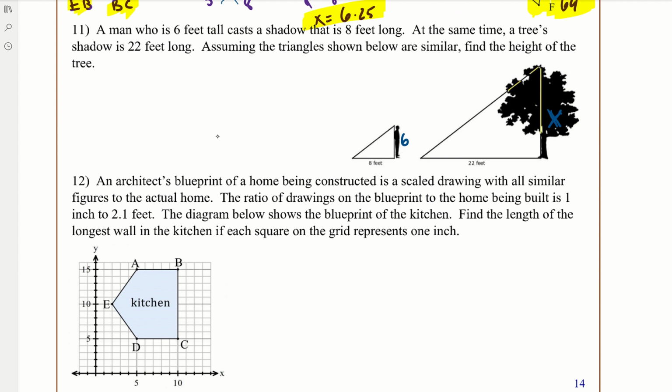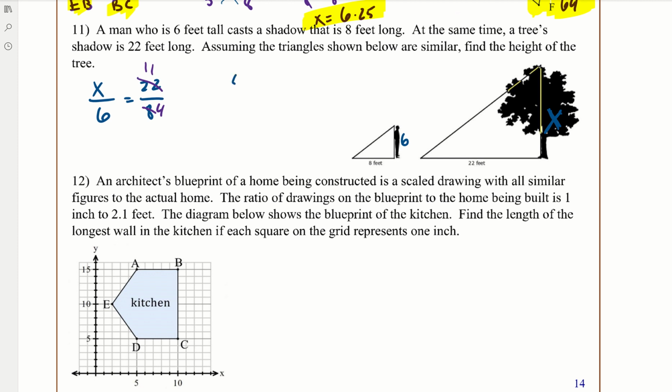So this is my X. That's what I'm trying to find, the height of that tree. This is a ratio. These are proportional. They're similar figures. I know that X over 6, that's its corresponding part, is the same thing as 22 over 8. And I can solve that. I'm going to reduce here. 2 goes into there 4 times, 2 goes into there 11 times, and I'm going to cross multiply.